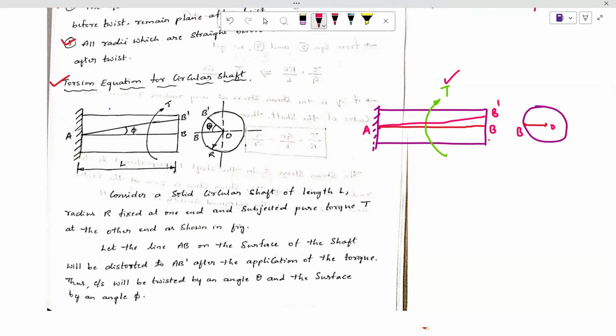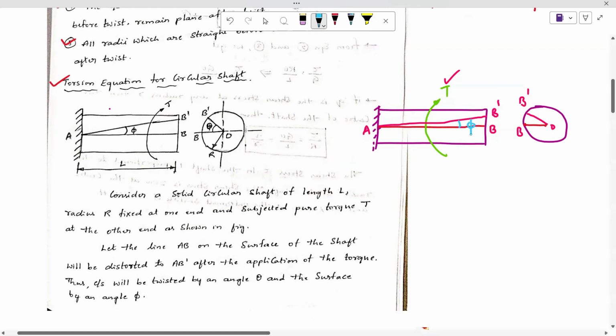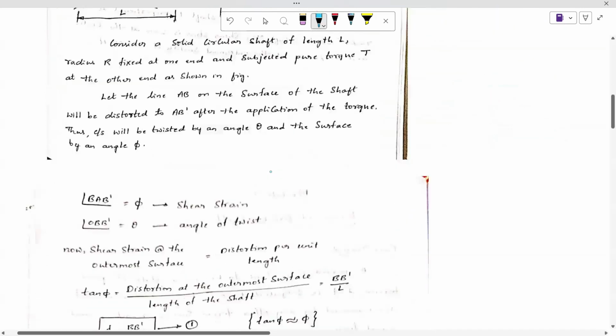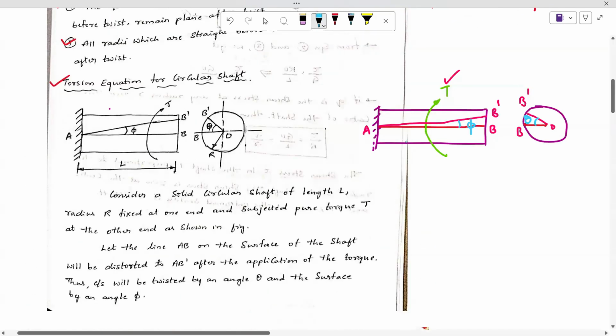Okay, so twisting moment. It is going to have a twisting moment. So B is changing to B dash. Here it is B dash. Now please carefully observe the angle between this, which is phi, and the angle between this, which is theta. What is phi and what is theta? Here it is given: phi is shear strain, theta is angle of twist. Okay, so please be careful.